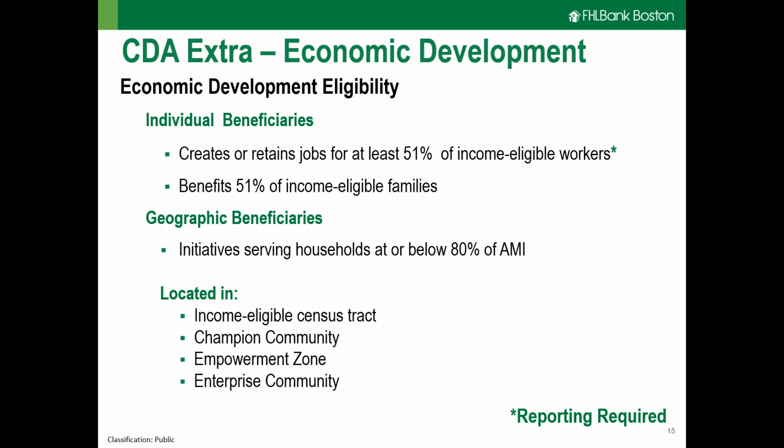And again, there are also some automatic qualifiers in addition to the census tract. To the extent that any of you are aware of these locations in your lending footprint, an automatic qualifier for businesses is if it's located in any of the champion, empowerment, or community areas. Those areas are automatic qualifiers, and we have resources that we can share with you to determine whether or not you're lending in any of those areas.